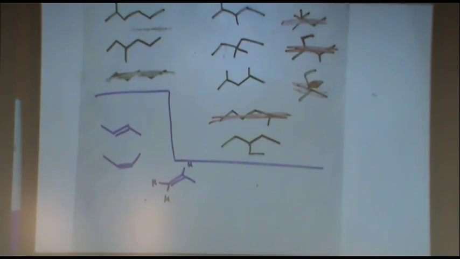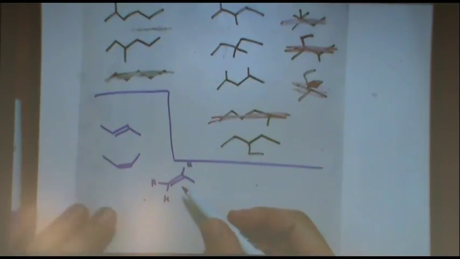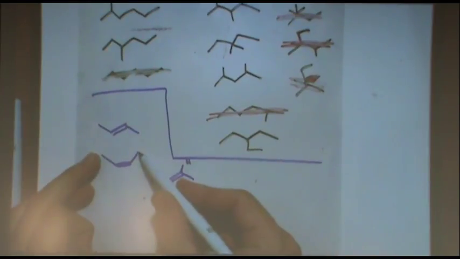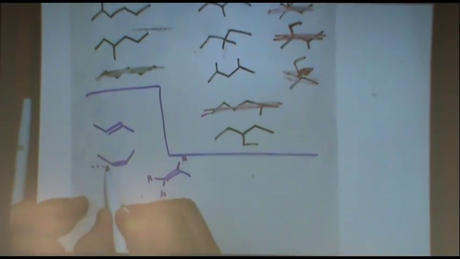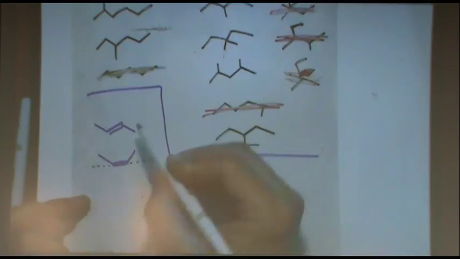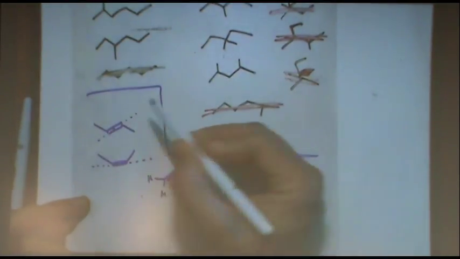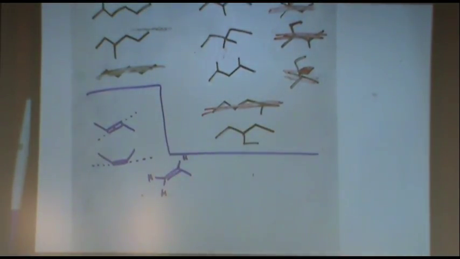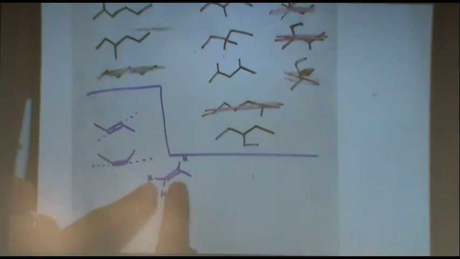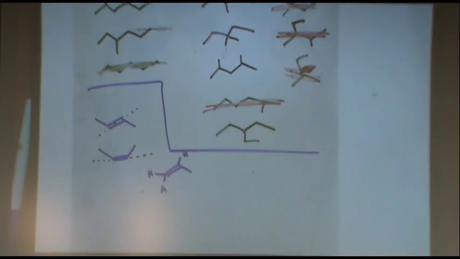Neither. You need two entities on the same side to be cis, or two entities on opposite sides to be trans. So this would be neither because you don't have two of something. Just like in transition metals, you need two of something to have cis and trans. The same idea here. Okay, is that okay? All right, next.